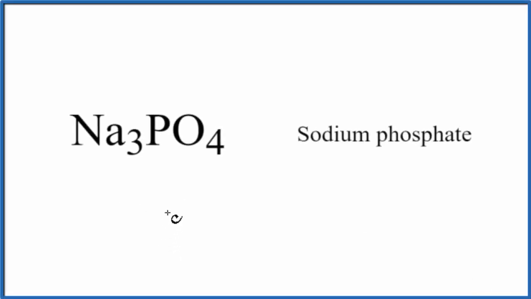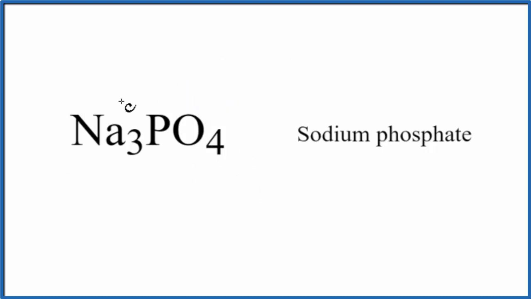In this video, we'll write the Lewis structure for Na3PO4. This is sodium phosphate. The first thing we need to recognize about Na3PO4 is we have a metal here and then a group of nonmetals. So metal, nonmetals, this is going to be an ionic compound. So that's going to be important.